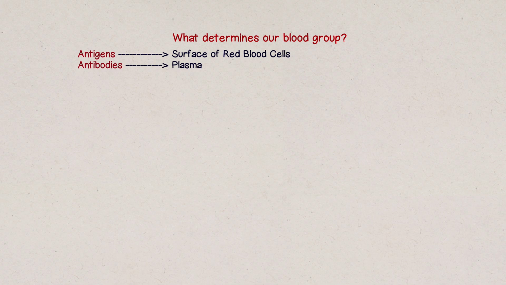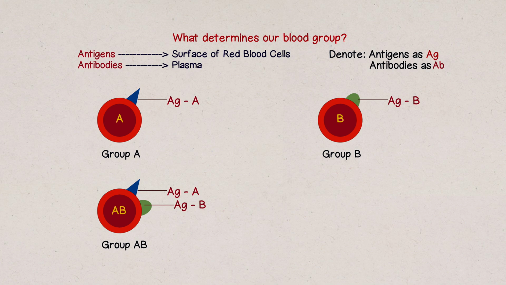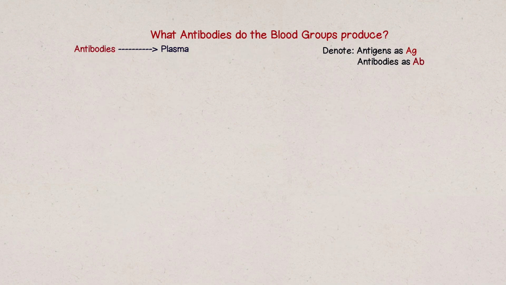Let's see how antigens determine our blood groups. Here we denote antigen with Ag. If the red blood cells contain antigen A, then the blood group is A. If the red blood cells contain antigen B, then the blood group is B. If they contain both antigens A and B, the blood group is AB. And if the red blood cells contain no antigens, it is called group O. Actually, the O blood group is group 0, as it has zero antigens on its RBCs, but we call it O because we denote all other blood groups alphabetically.